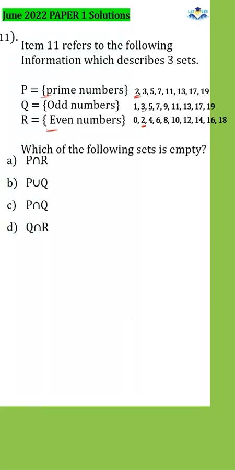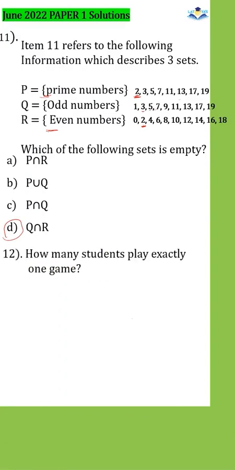And here we have Q intersect R. Q intersect R. What odd number is even? There are no odd numbers that are even numbers. So the answer is D. This set is empty because we have no elements for this set.